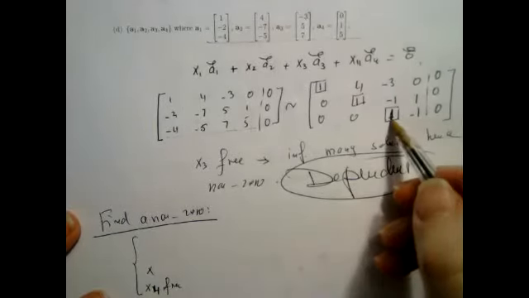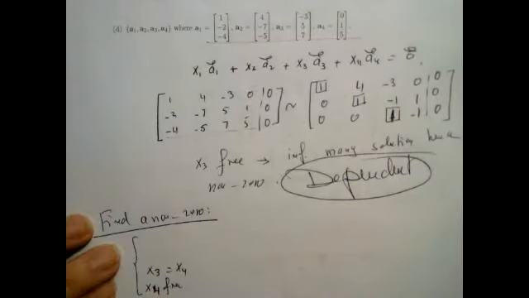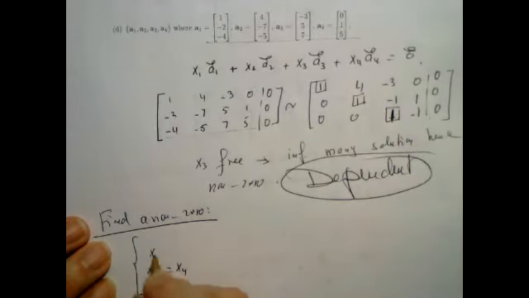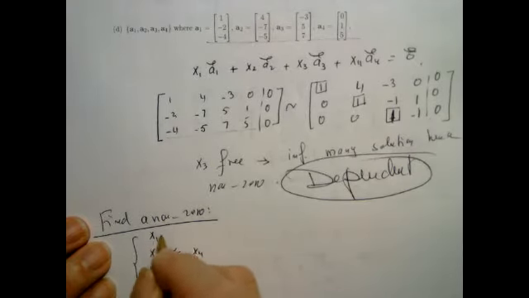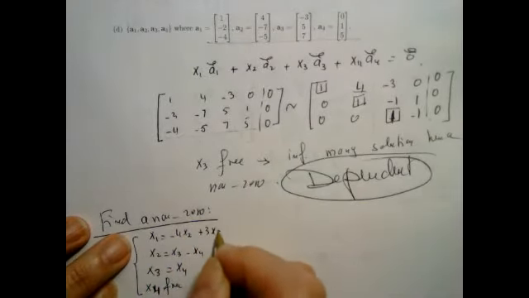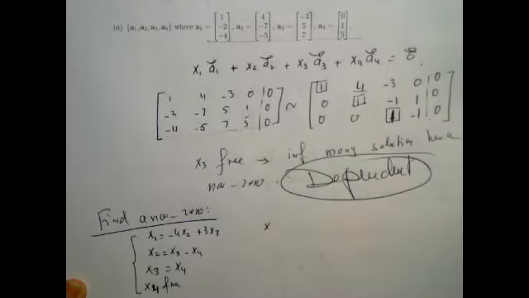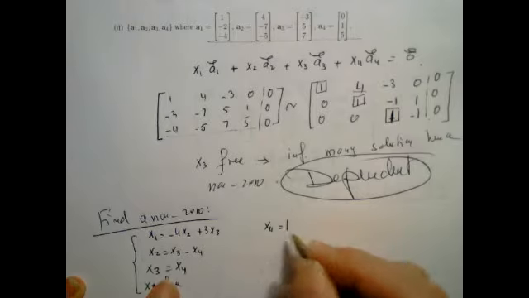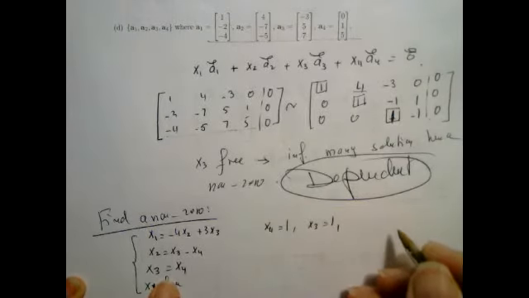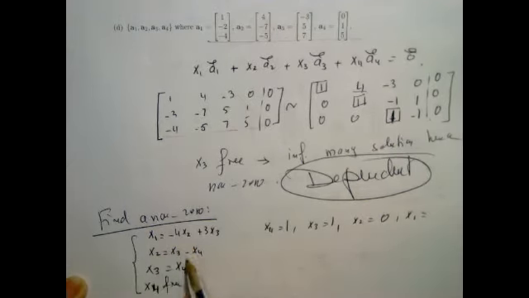And I read this: x3 minus x4. It means x3 is x4. I don't have to do a lot because I need one, so I don't really have to solve fully. This one tells me that x2 is x3 minus x4, and the first one tells me x1 is minus 4x2 plus 3x3. I want one solution, so I'm not writing it in parametric vector form. I pick x4 to be 1, x3 is 1, x2 is 0, and x1 is 3.